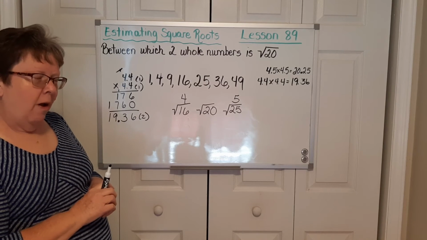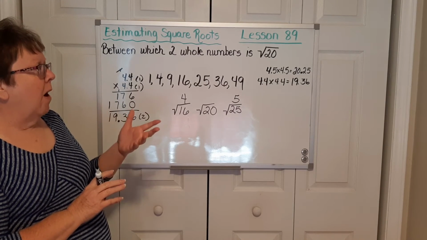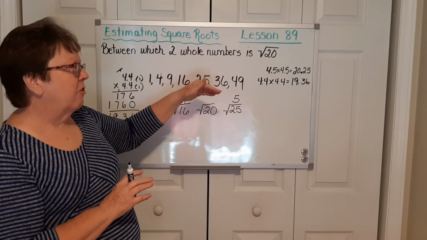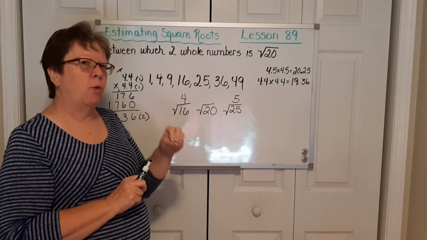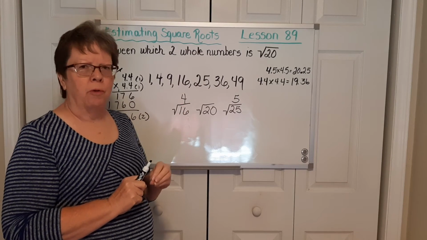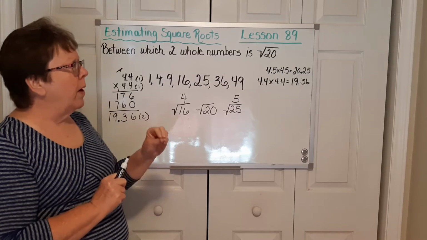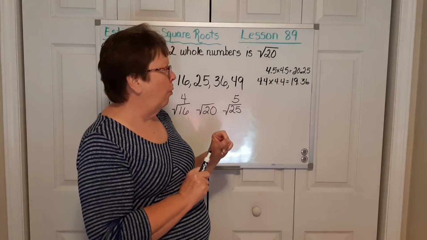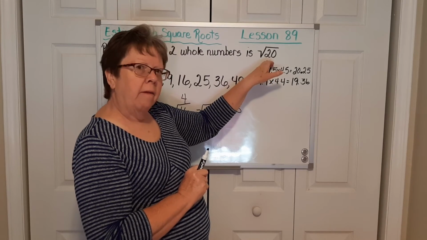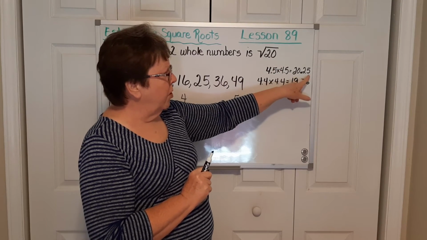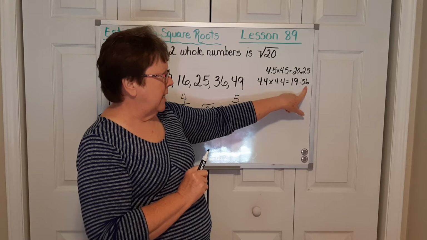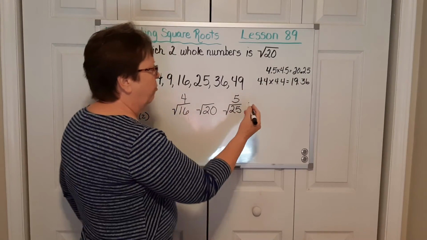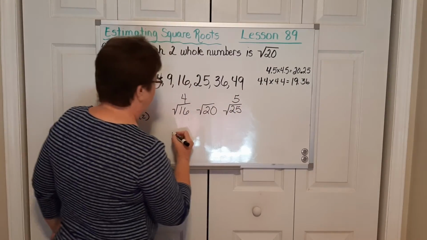Okay, and we could keep trying, but the thing is we've tried 4.4 and 4.5. It would actually be somewhere in between there. So we're not going to come out with a perfect square on this one. So what we want to do is choose the answer that would be closest to 20 itself. So if you look at 20.25 and 19.36, the one that would be closest to the 20 would be the 20.25.